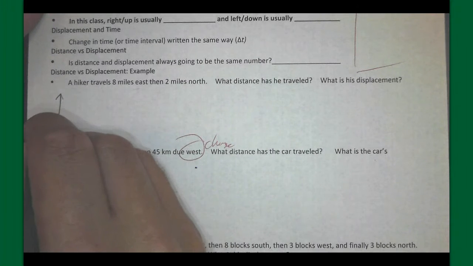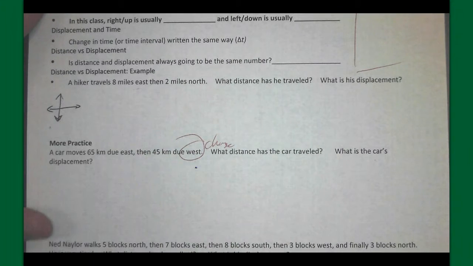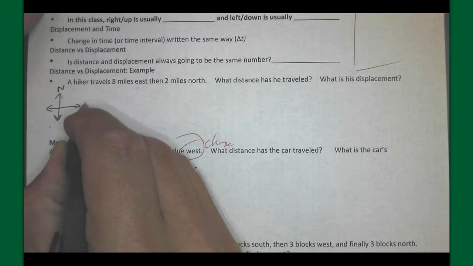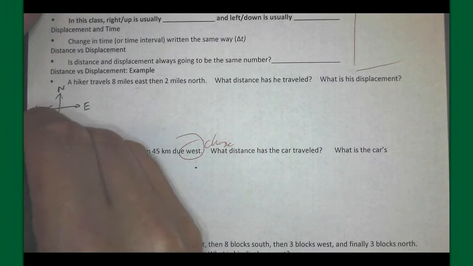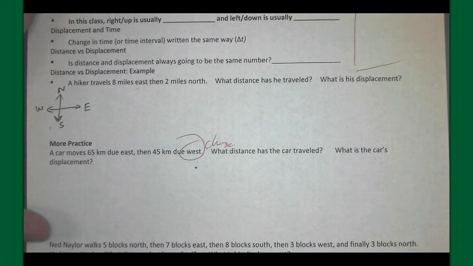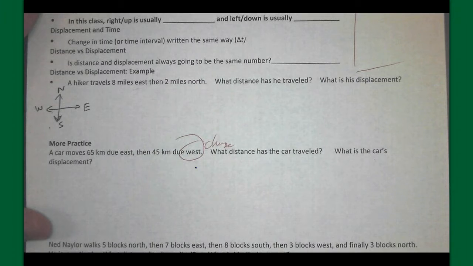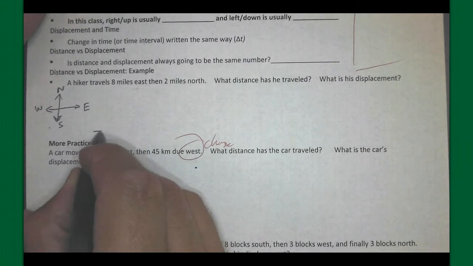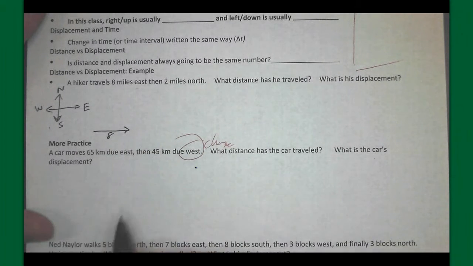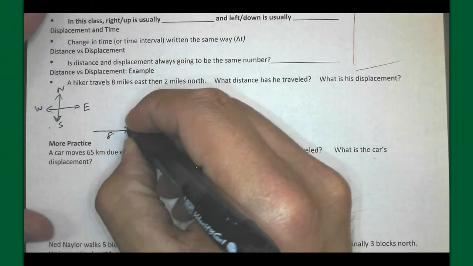But you should know, and if you don't, I'll draw it here. You should know what a compass looks like. North, there's east, there's south, and west. So I'm just going to draw the picture of what this guy does. First he goes 8 miles to the east, and then he goes 2 miles to the north.